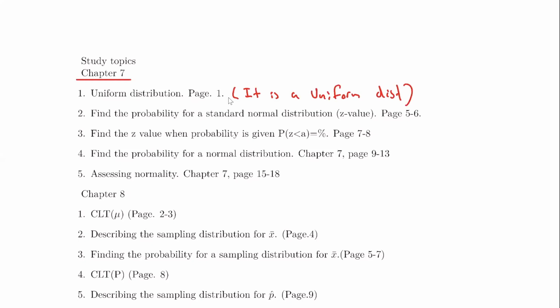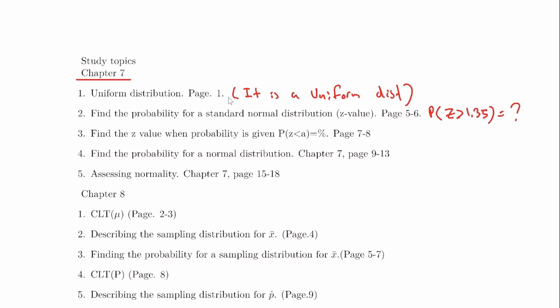Number 2 says find this probability for a standard normal distribution, so a Z value. If you remember for this one, I say probability Z is greater than, like, 1.35, and then you have to find that probability. Do we have any question for topic number 2?